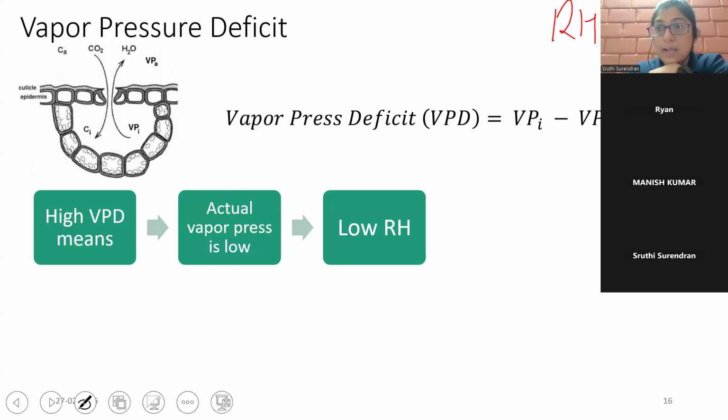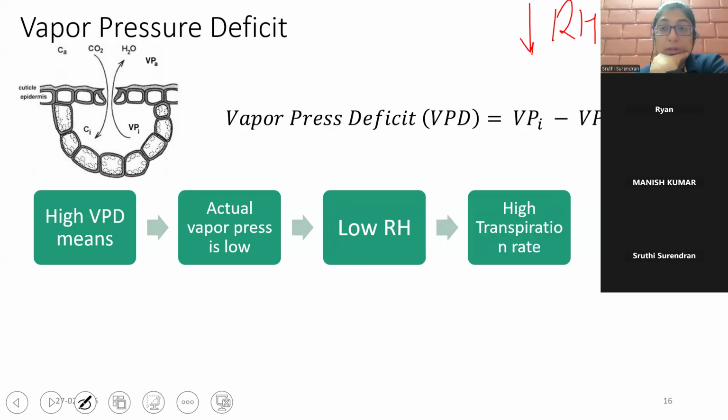So it's VPA by VPI. So if VP reduces, RH is also going to reduce. So low RH will result from a high VPD. Now, if this value is very high, what will happen is more water will keep going outside, because this is at a higher value and this is at a lower value. So water will keep going there in excess.